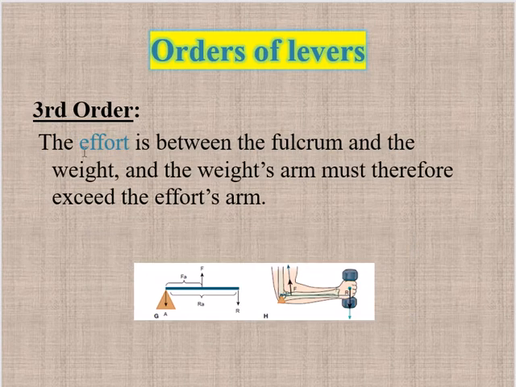Third order lever. Effort is between the fulcrum and weight, and the weight arm must therefore exceed the effort arm, because in this case effort is between the fulcrum and weight. So the distance between fulcrum and effort is small, so weight arm exceeds.